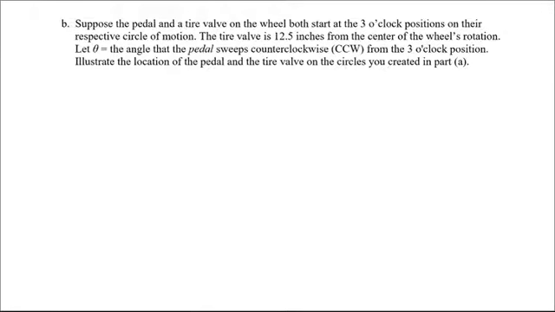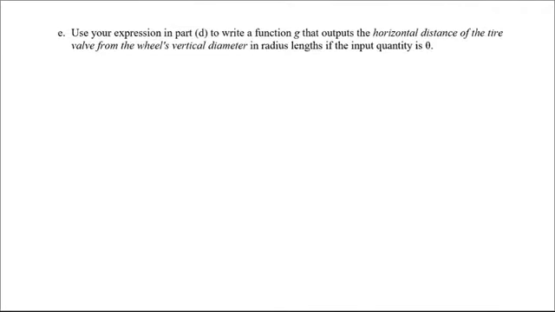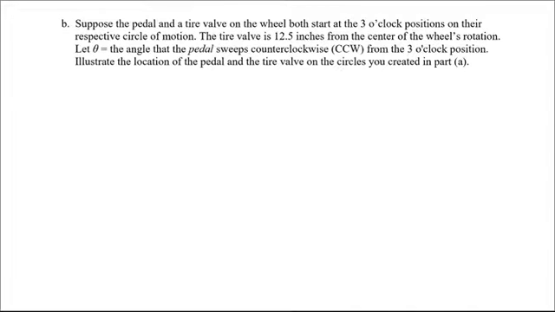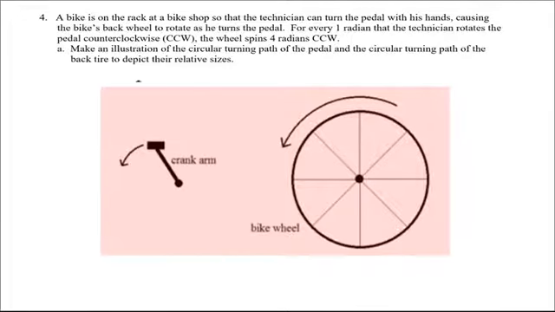Hello, welcome back. We just finished number 1 in investigation 6, and now we are going to pick it up with problem 4. So if you can imagine a bicycle at a bicycle shop, maybe it's upside down as they typically are, and we have the crank arm which spins, and of course the bike wheel spins a lot faster for a given input.